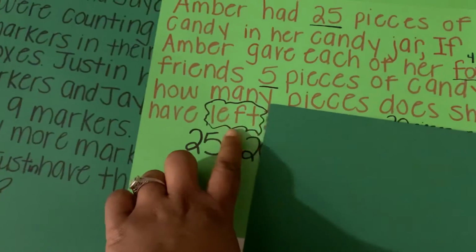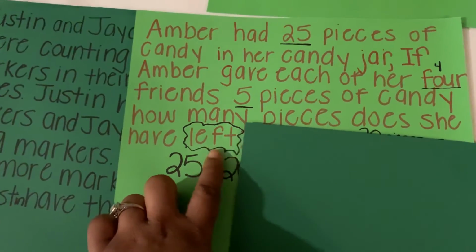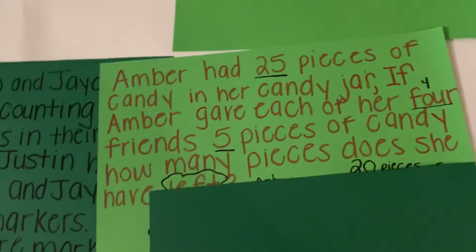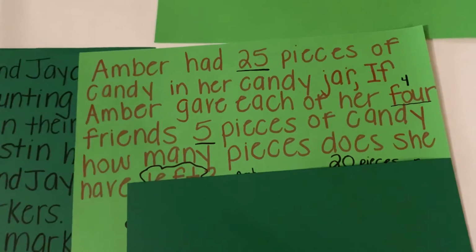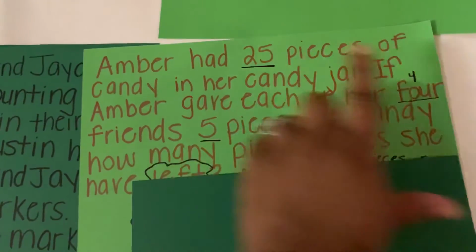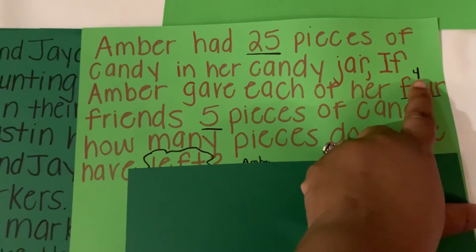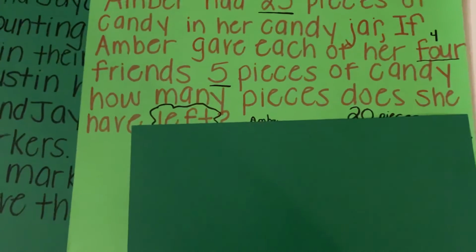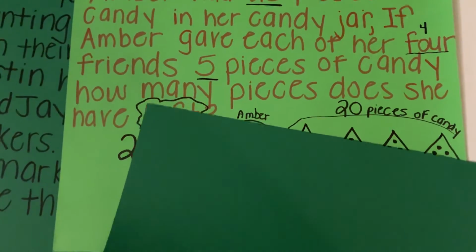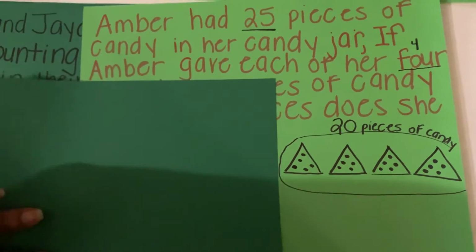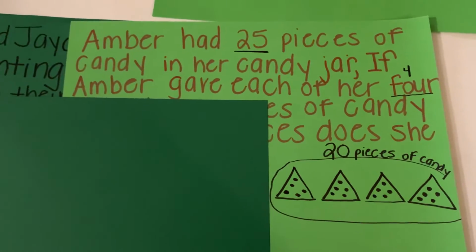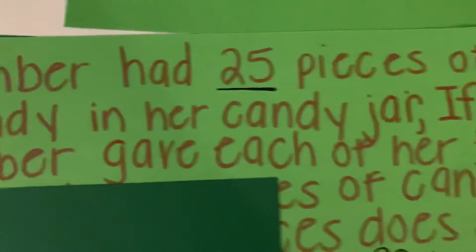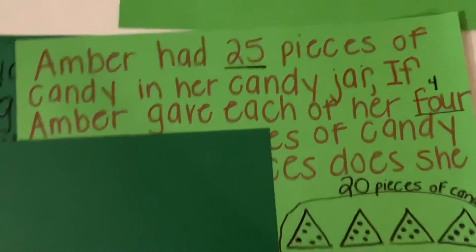So that's one of our keywords, guys. When you see that word left, that lets us know automatically that we're gonna subtract. Okay, so some of the main parts of this word problem are the numbers. We have the number 25, we have the number 4, and I also wrote the actual word because those are the words, and then the number 5. So let's start with 25. We know there was a total of 25 pieces of candy in her candy jar.